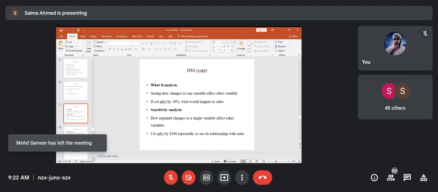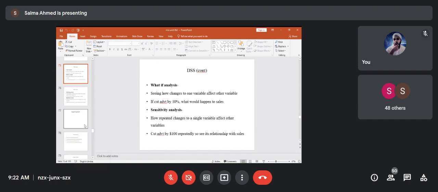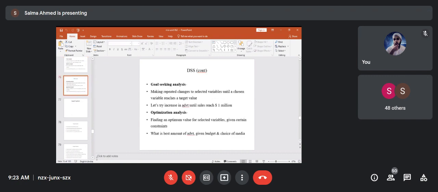Now there are four techniques that we use. One is what-if analysis, where we see how a change in the independent variable affects the dependent variable. Sensitivity analysis, where we go on repeatedly changing the independent variable to see its impact on the dependent variable. Third is goal seeking. We go on changing the independent variable till the final goal that we have in mind is reached. And last is the optimization technique, finding an optimum value for a selected variable given certain constraints. Constraints could be you cannot go beyond the print media, you cannot go beyond a particular budget limit.